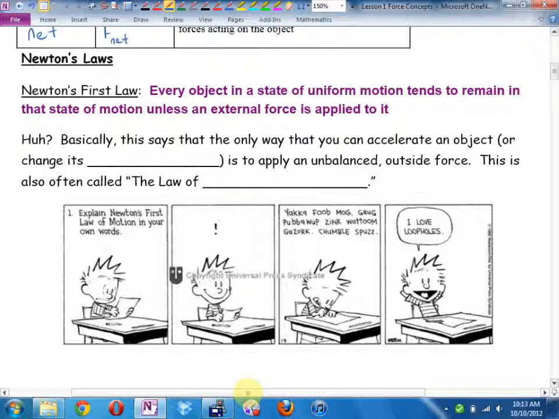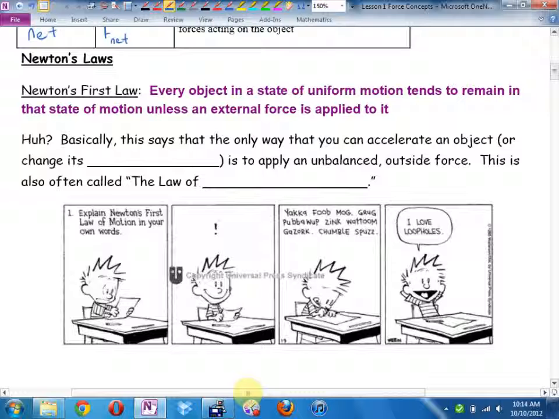The first law, Newton's first law. Now, it usually is stated as follows. Objects at rest tend to remain at rest. Objects in motion tend to remain in motion. That confuses the heck out of me, so I never even write that. Newton's first law, I wrote it this way, and even this is a terrible way to write it. Every object in a state of uniform motion tends to remain in that state of motion unless an external force is applied to it.